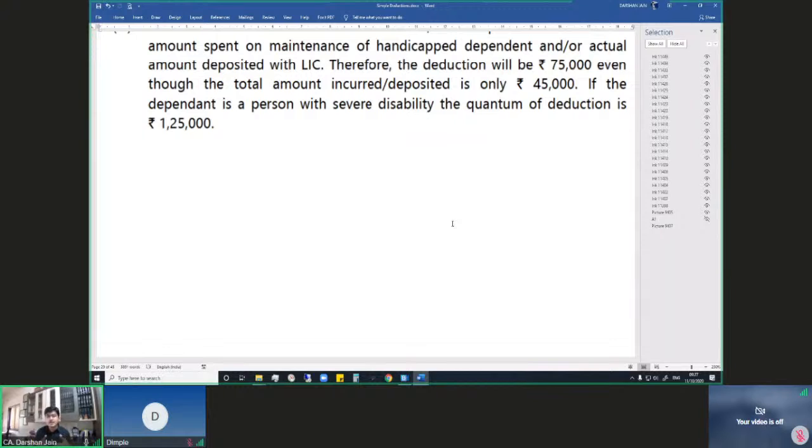80DD, 80DDB. Whereas in case of 80C, even a non-dependent child would be covered. So just read it in totality and try and understand the logic. You'll then retain it and probably you could apply it well in your exam. I hope I made myself clear.